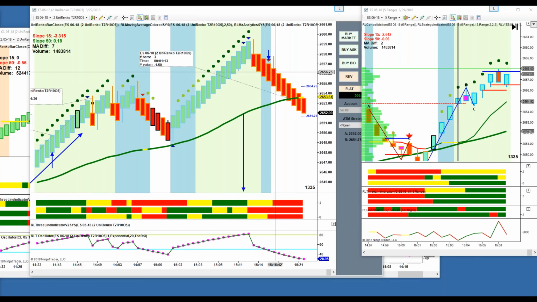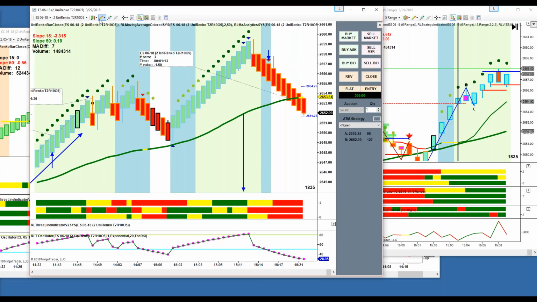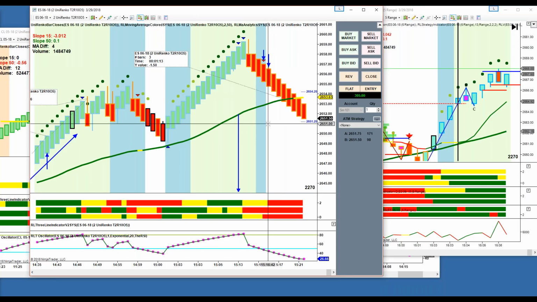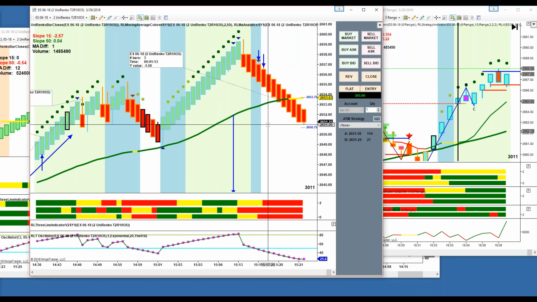Now it would have stopped us out on this wick. And I think it would have taken a lot of guts, personally, to go back in. But because it was the next candle, I think that's the only place we could have gotten stopped out. No, how did we not get stopped out? This thing is still going down.